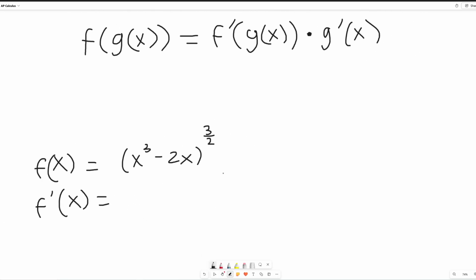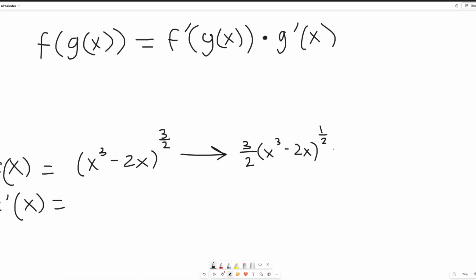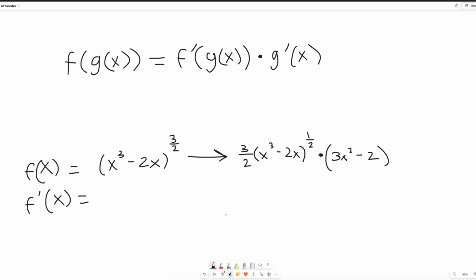Okay, now we are going to have 3 over 2 x cubed minus 2x to the 1 over 2, because 3 over 2 minus 1 is 1 over 2, times, you need to put parentheses, 3x squared minus 2. This is our final answer. It's pretty intuitive once you get the hang of it.